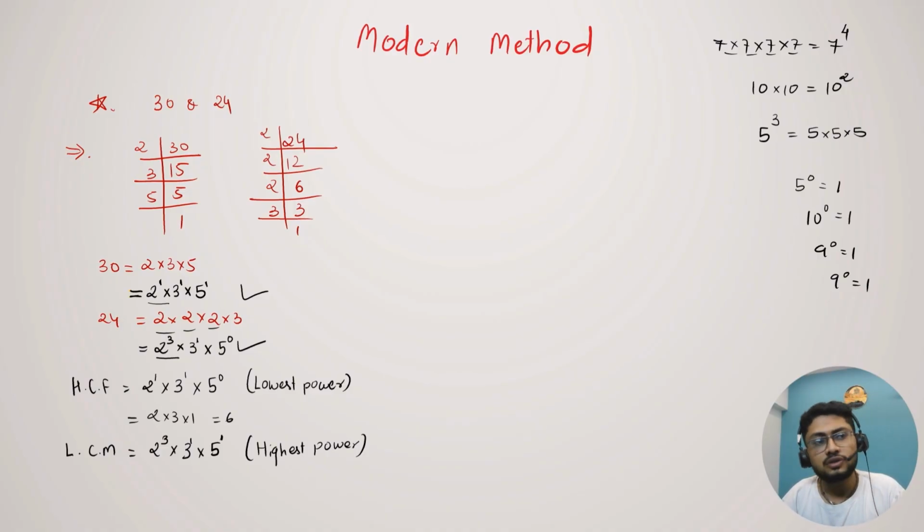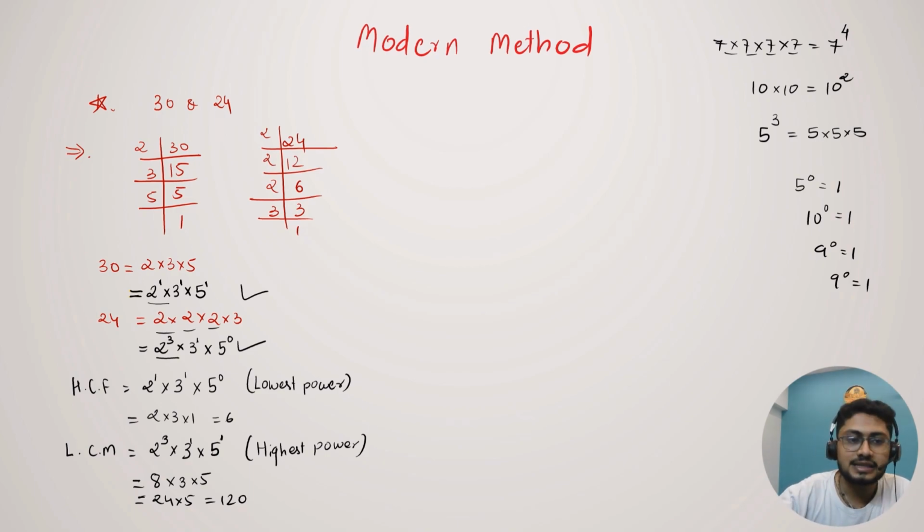Okay, so try to understand. You need to learn this thing sooner or later. So try to understand now. 2 cubed is 8, times 3 into 5: 8 threes are 24, and 24 times 5 is 120. By only one method you can find HCF and LCM.